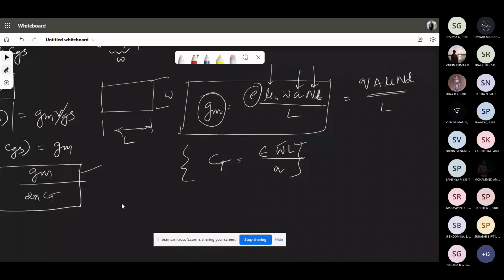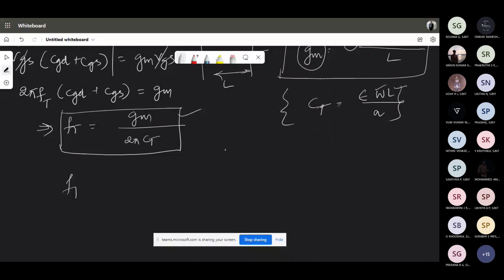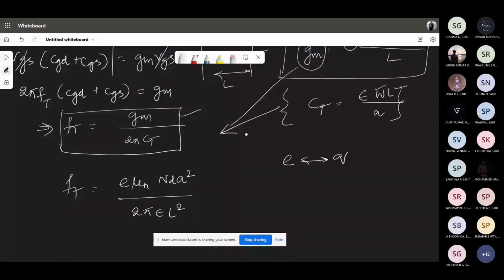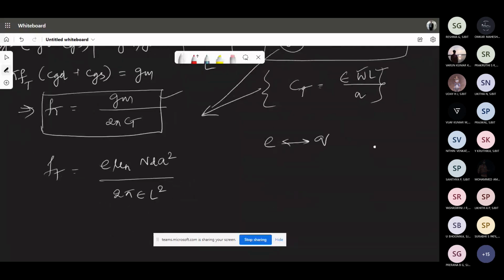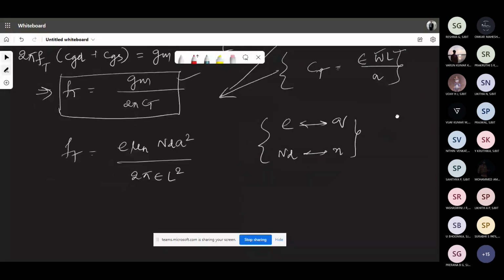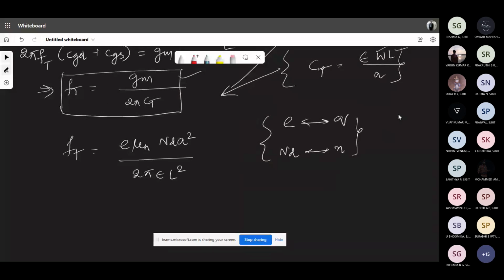So if you consider all these equations and do the substitution here, you will get the equation for FT as E mu N ND times of A square divided by 2 pi epsilon L square. So what I've done is I've just brought in these two equations in this equation, and finally what you get is this. E can be substituted as Q, and what else? ND can be written as small n. These are the changes that you see in the equation. Otherwise, that equation was discussed but not relevant to GM. Please accept that equation, because that's a part of this, and we have not discussed anything about it. But anyways, this is all about the cutoff frequency also.